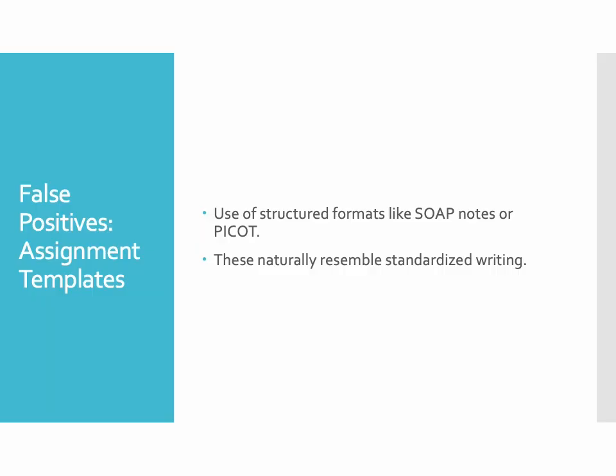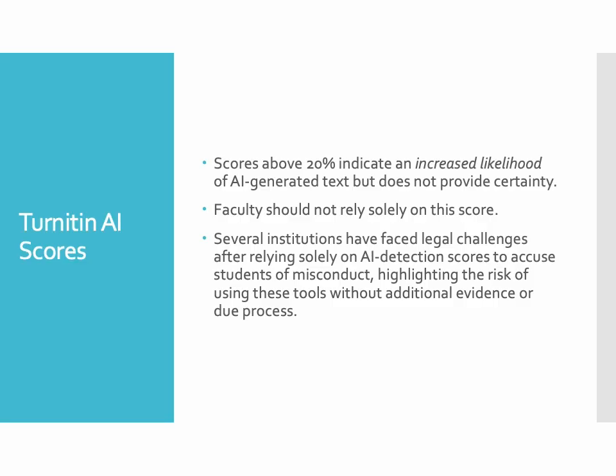Using the Turnitin AI scoring system, any score above 20% indicates an increased likelihood of AI-generated text and should prompt faculty review. However, it is important that you analyze the submission. You cannot solely rely on an elevated AI score, and several institutions have faced legal challenges after accusing students of misconduct based solely on detection scores.